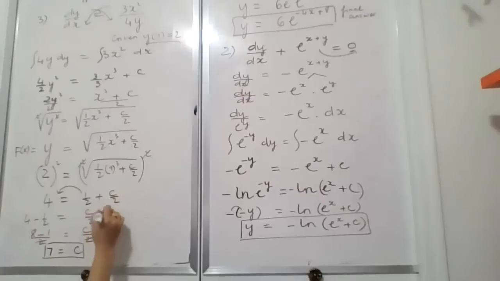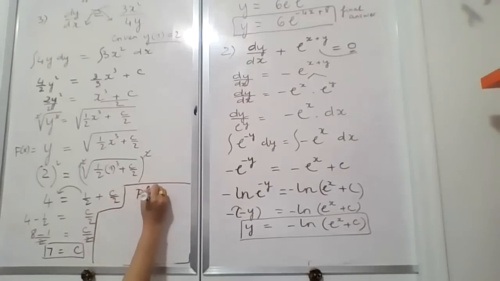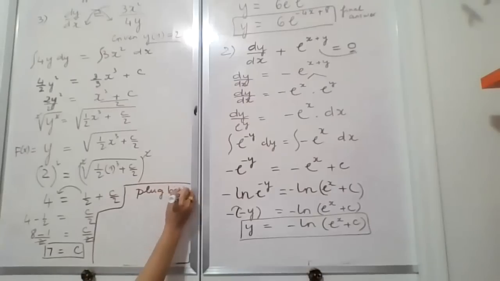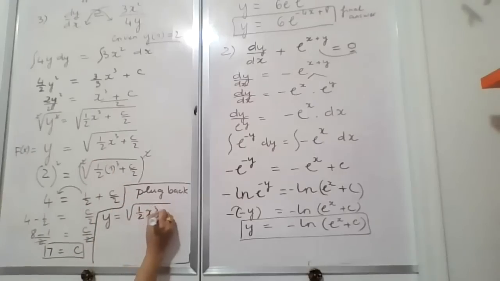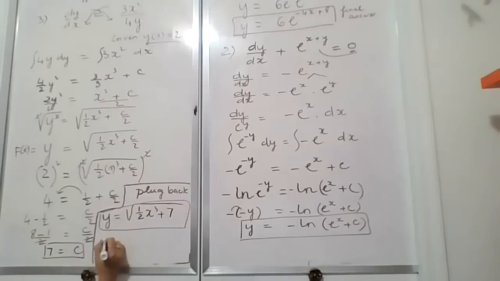So now how do we do the next step? We plug back, right? Plug back. Look back into the original equation. And our original equation y equals square root of 1/2 x to the power 3 plus c, now c is 7. So that's how we answer the third question. So this is the final.